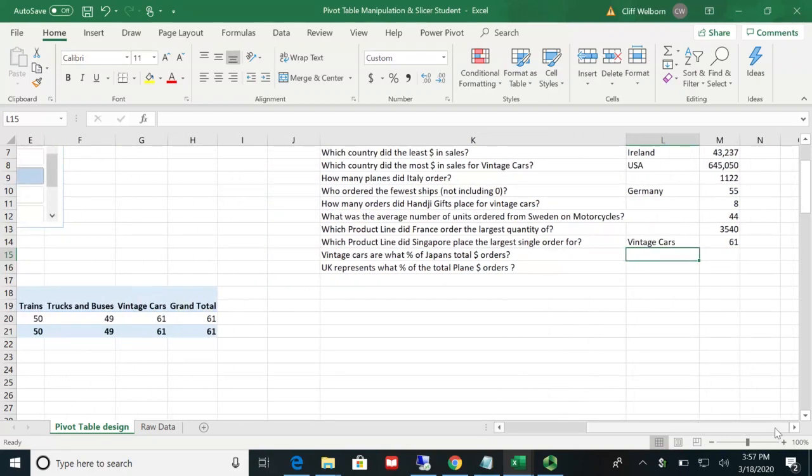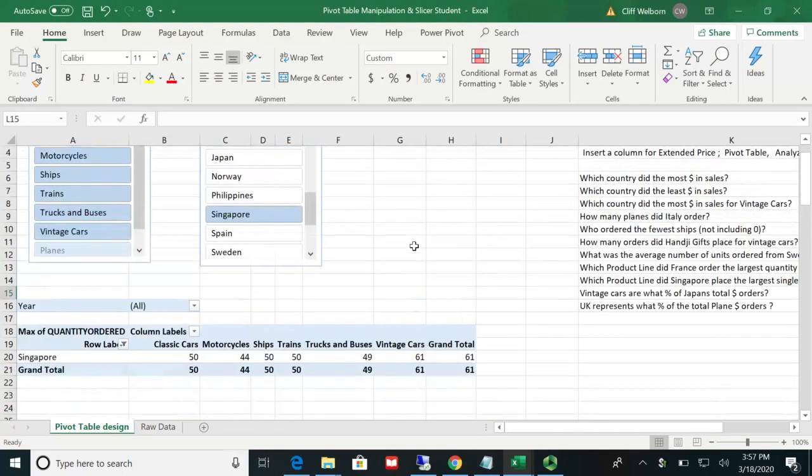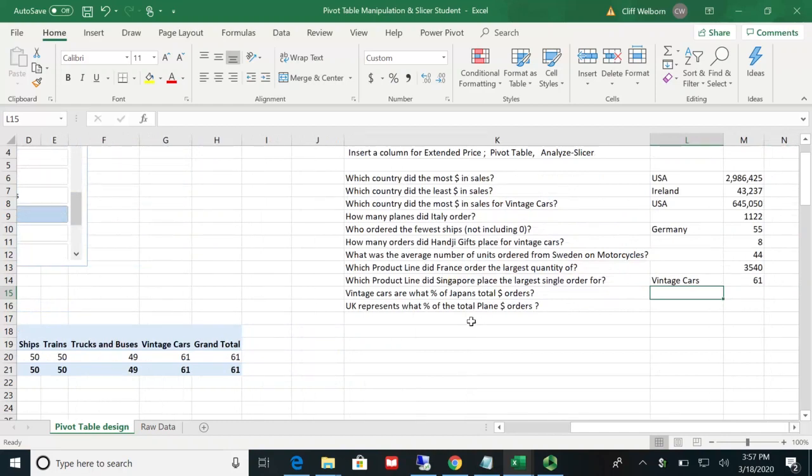We're working this pivot table pretty well. And our slicer is pretty helpful because it really makes us fast to filter our data so that we only see the data that helps us answer the question that's being asked. So a couple more. Let's see. Vintage cars are what percent of Japan total dollars in orders?